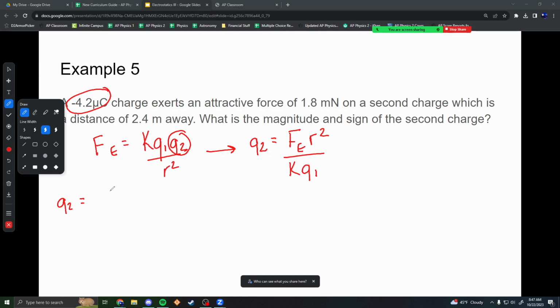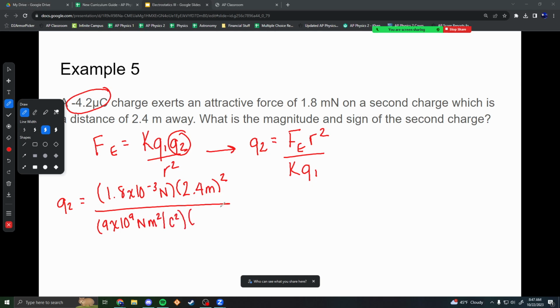So q2 equals 1.8 times 10 to the negative 3 newtons. R, we were told they're 2.4 meters away, squared, divided by our electrostatic constant, times the charge on our known object, and I'm just going to take the magnitude once again, because all that negative is going to tell me is that they are attracting each other. So 4.2 times 10 to the negative 6 coulombs, and you will get an answer of 2.7 times 10 to the negative 7 coulombs.